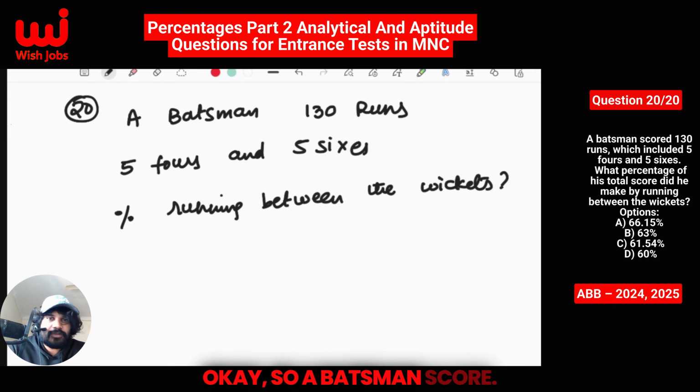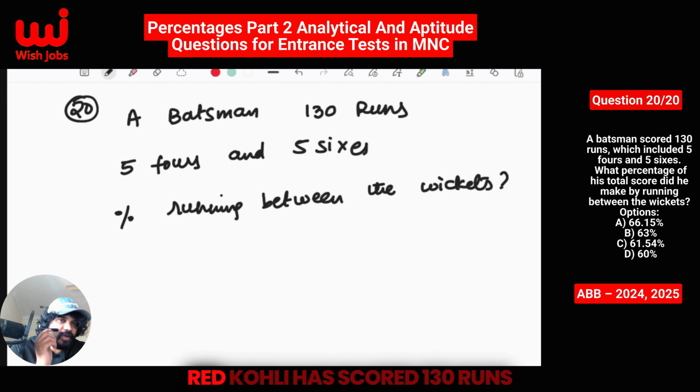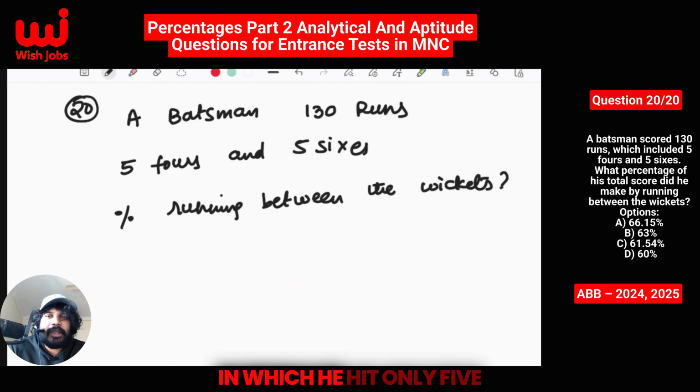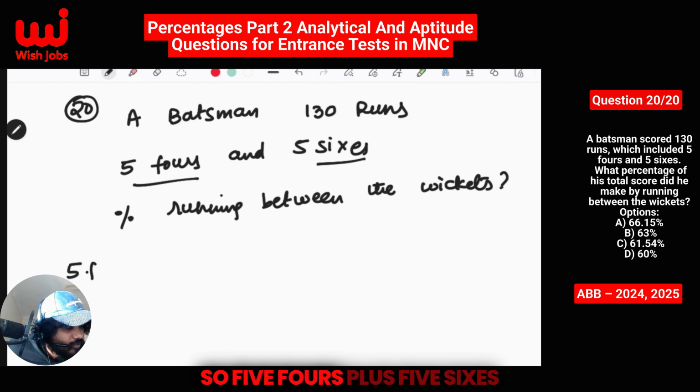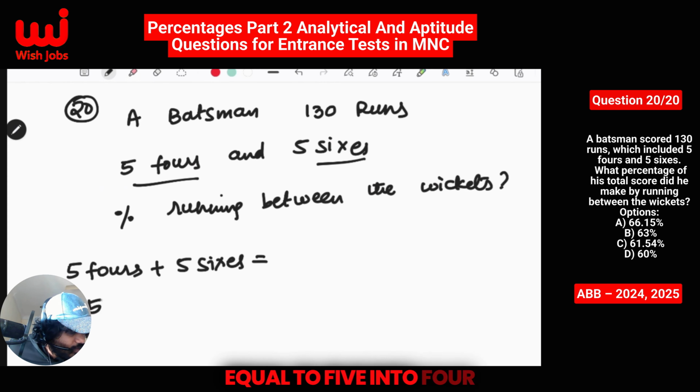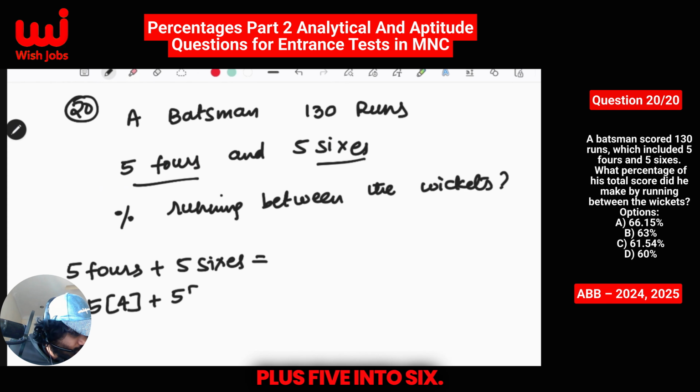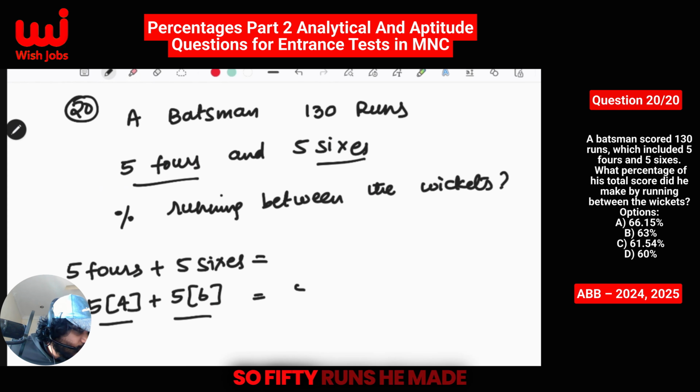Okay. So a batsman scored. Suppose, think of an example, Virat Kohli has scored 130 runs, in which he hit only 5 fours and 5 sixes. When it is 4, you will get 4 runs. If it is 6, you will get 6 runs. Clear? So 5 fours plus 5 sixes equals 5 into 4 plus 5 into 6. So 20 plus 30. So 50 runs he made by boundaries.